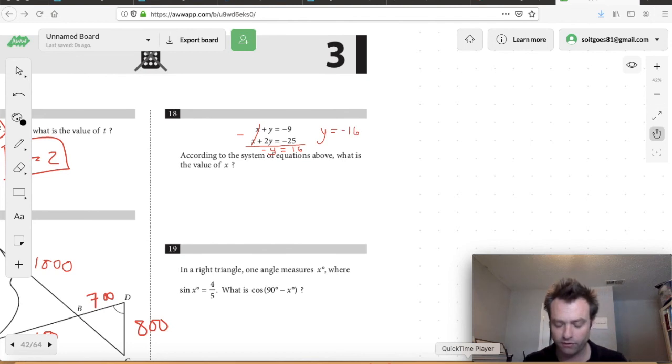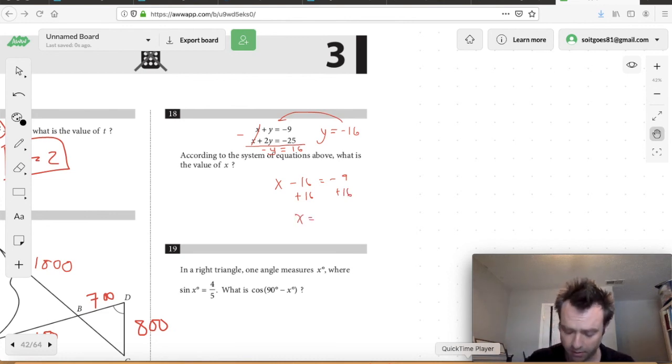Great. We know y is negative 16, so just plug that into one of the equations. I'm going to pick the top one because that's going to be easier. So I get x minus 16 equals negative 9. I'm going to isolate x by adding 16 to both sides. x equals 16 minus 9. x equals 7. Bingo. There's your answer.